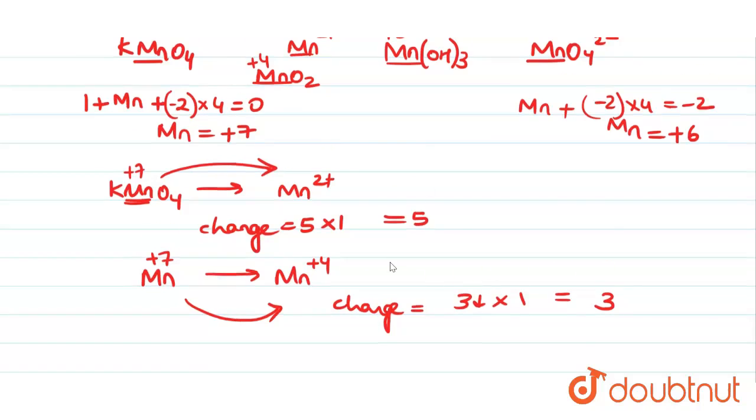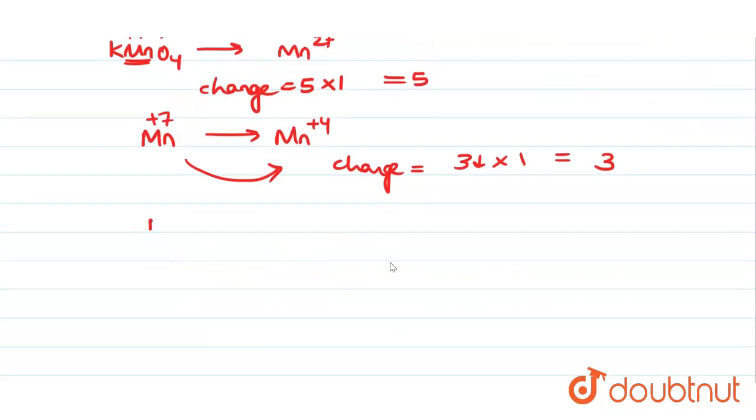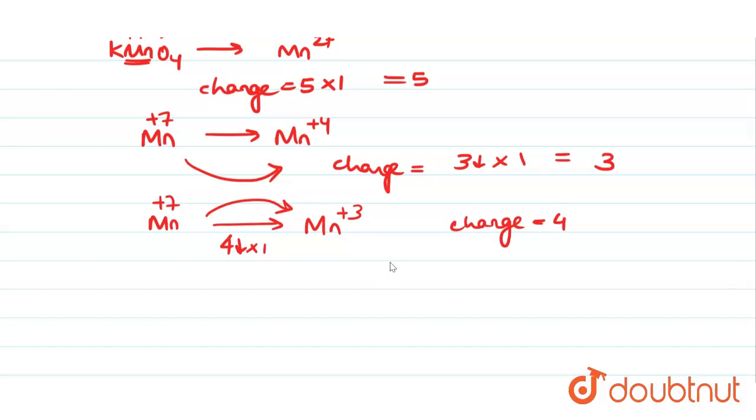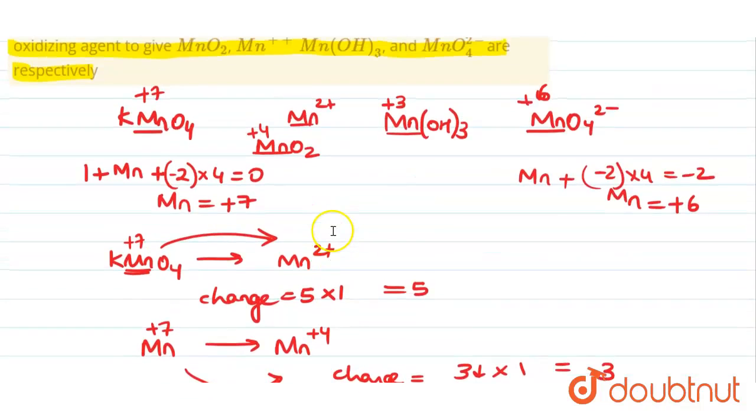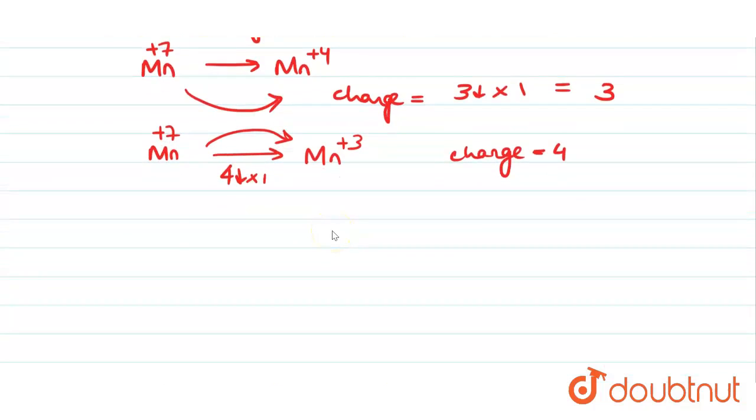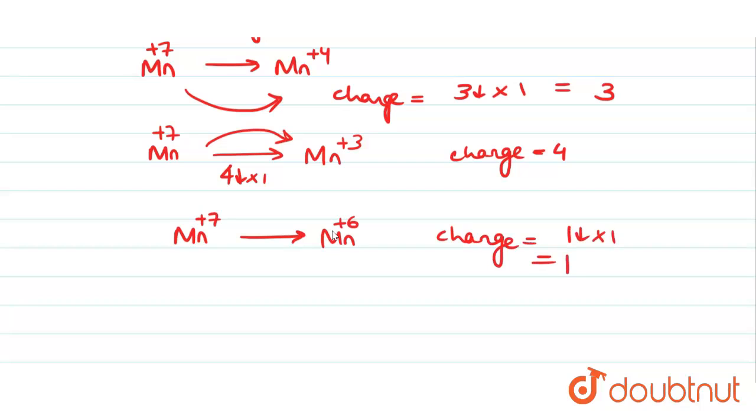After that we have Mn(OH)3, that was Mn3+. So the change is from +7 to +3, that is 4 degrees into 1, so the change is equal to 4. After that we have MnO4 2-, that is Mn+6, Mn+7 to Mn+6. So the change is equal to 1 degree into 1, that is equal to 1.